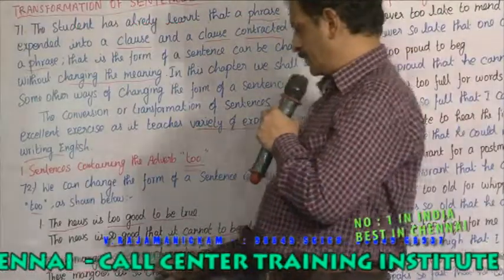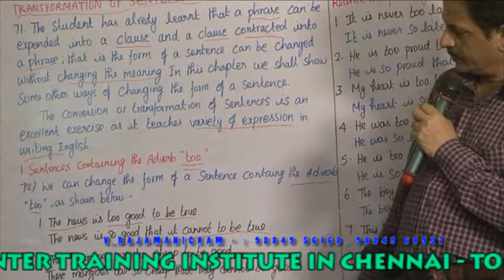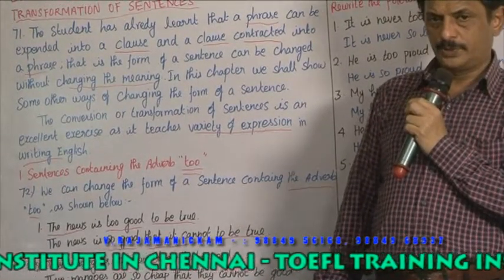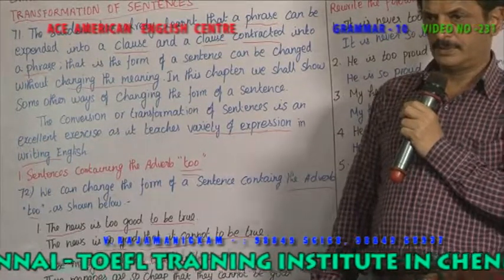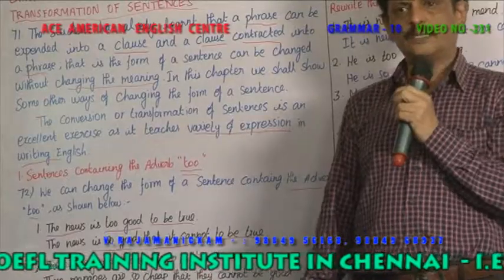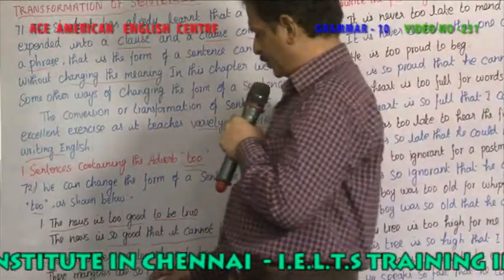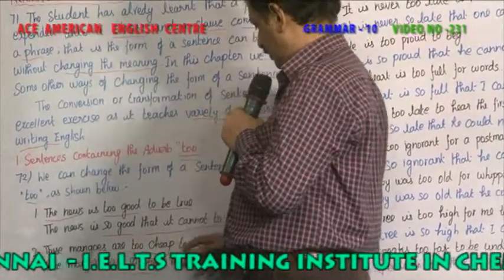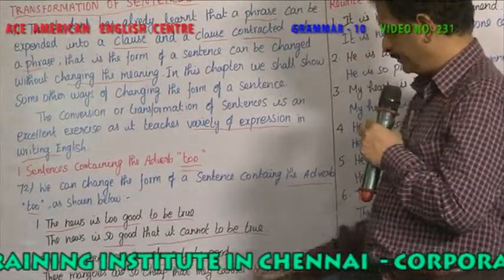Next you see, the mangoes are too cheap to be good. Is it a negative sentence or a positive sentence? The mangoes are too cheap. They are selling them for 2 rupees and 3 rupees. Definitely they are not good. So the mangoes are too cheap to be good, so cheap that they cannot be good.